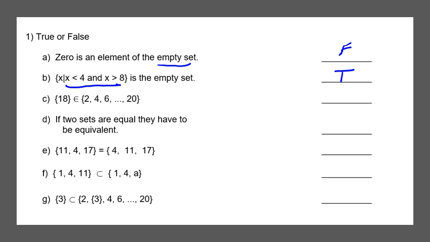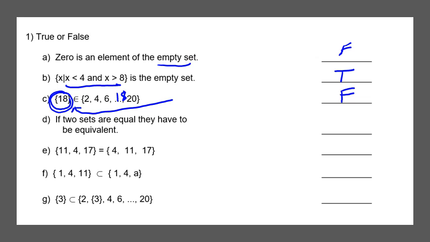This is true. C. Is the element on the right-hand side a member of this set? That is what this notation here is. That notation represents element. So is the thing on the left inside the set on the right-hand side? And the answer to that is false. It is not the case. 18 is a member of this set because 2, 4, 6, 8, 10, 12, 14, 16, 18, 20. But the element on the left-hand side is a set that contains 18. So that is why this is false.